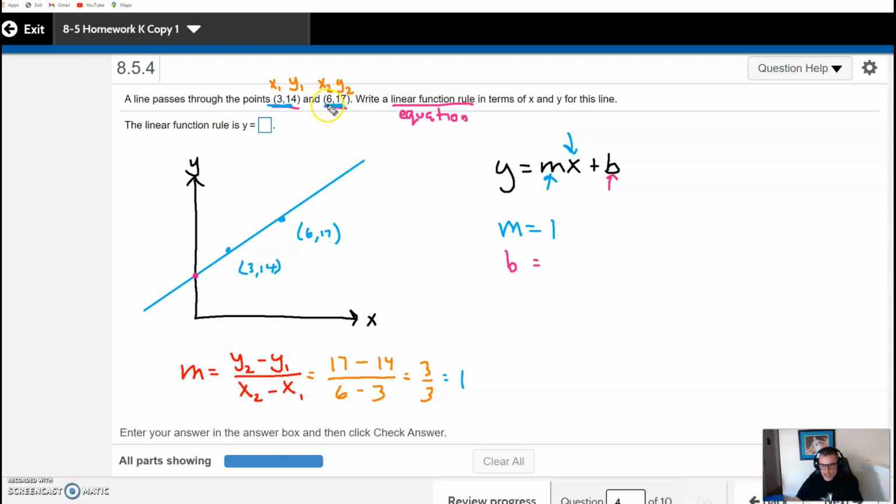So I'm going to take the x coordinate. I'll use the second one. So I'm going to plug in a 6 here for x, and I'm going to plug in 17 here for y, and we're actually going to solve for b.